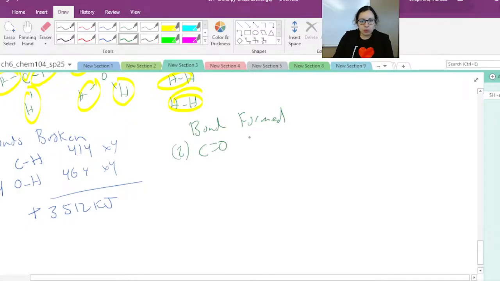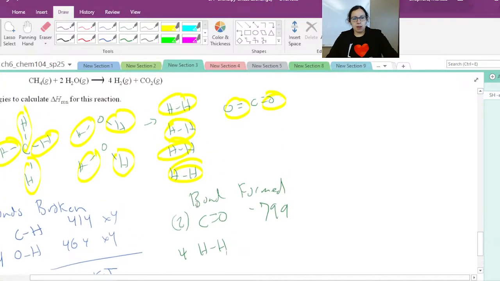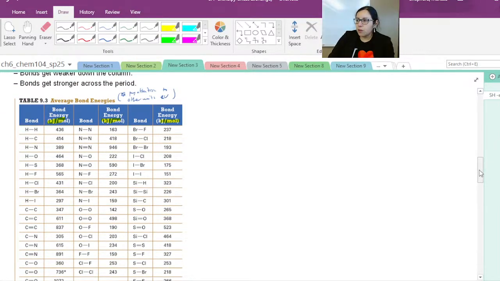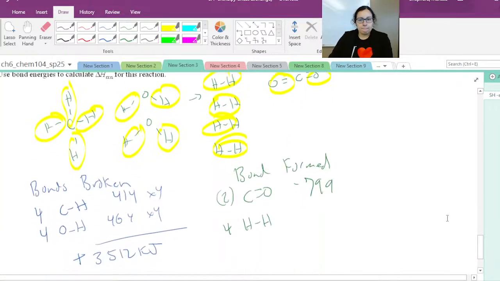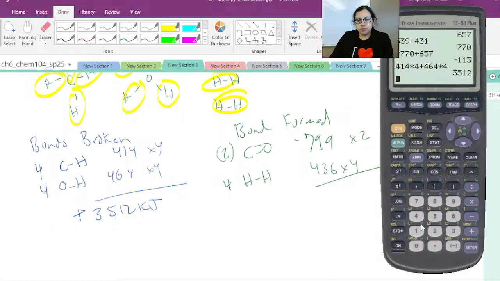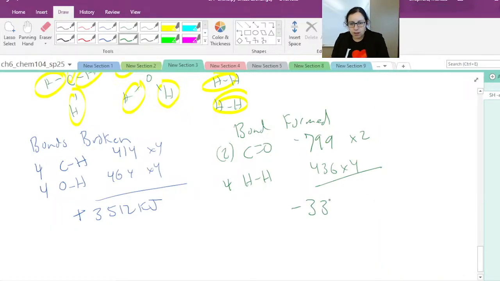So CO times 2, so that was a weird 799 value that was specifically for CO2. And then let's look up a hydrogen bond. So 436 for each hydrogen. So 799 times 2 plus 436 times 4. And so I get 3,342 back out, and so that's a negative. Since again, exothermic.